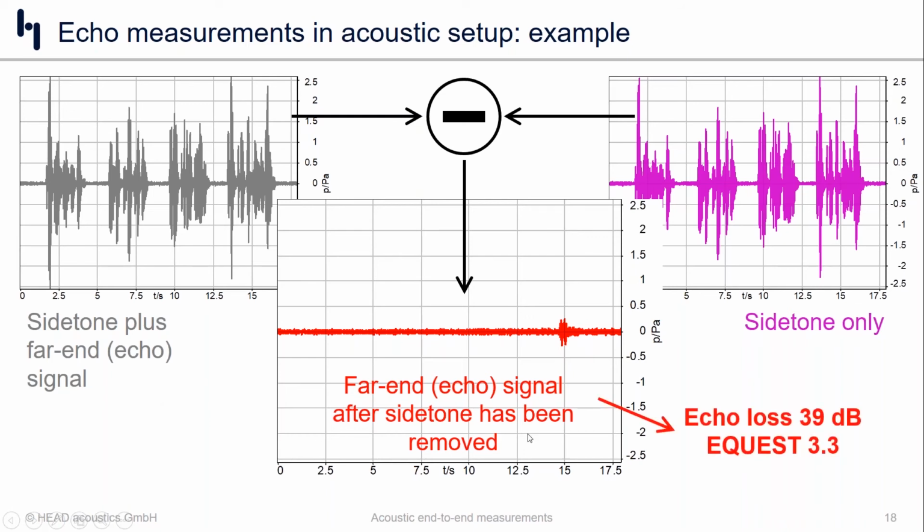If we then do a quick analysis, say echo loss or TCLW, it gives us about 39 dB here. That's equivalently measured by the eQuest metric to give us a 3.3 score. That seems fairly reasonable for those type of echo loss numbers. If we were doing the full acoustic end-to-end setup and not using TNC to remove the acoustic side tone, well, because the acoustic side tone is so dominant, the echo loss would be 8 dB, which is terrible. Sure enough, eQuest is going to punish us. This is not the way forward.